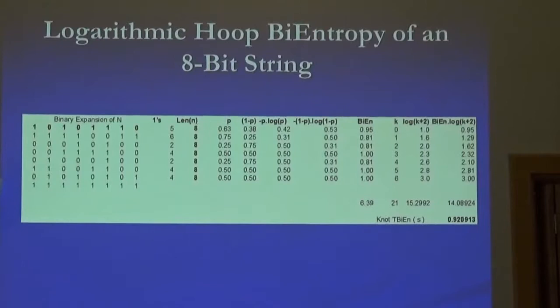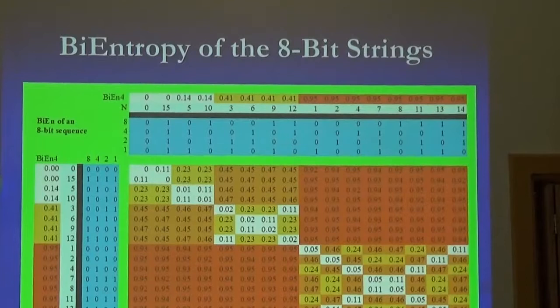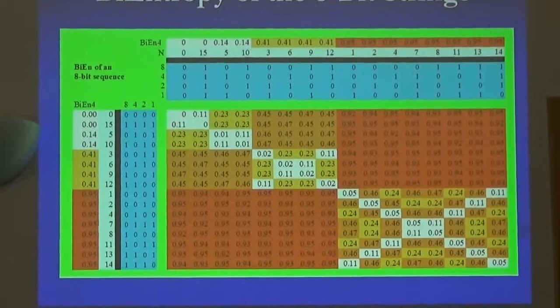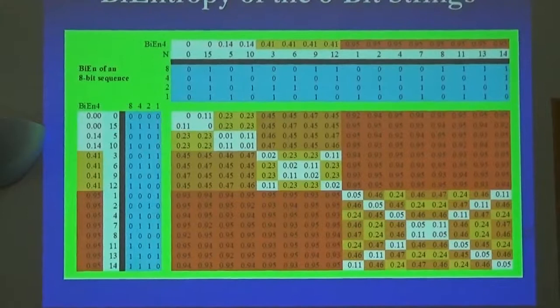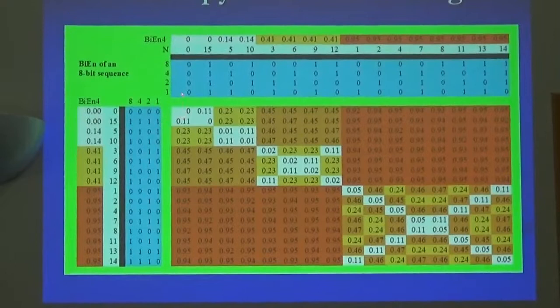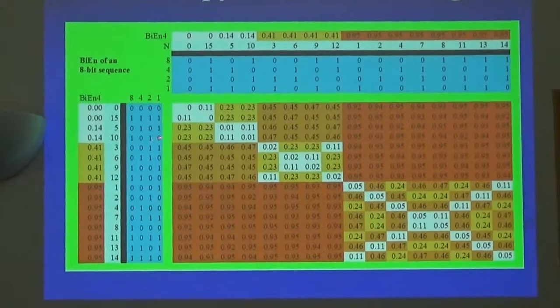So here's how it looks for all 256 8-bit strings, and you can see that it's fractal. So about half of 8-bit strings are relatively disordered. Here are the 4-bit strings. So this BiEntropy here, 0.11, corresponds to the string 1111. 0000. This one here is this string here.